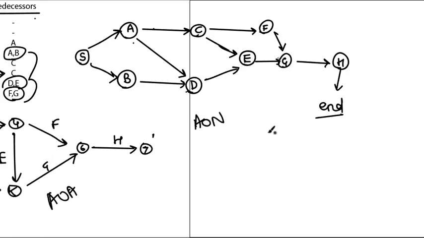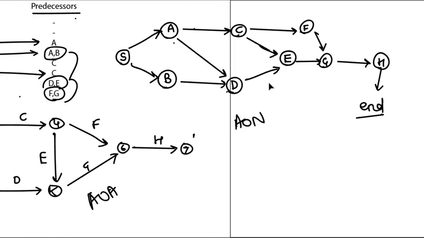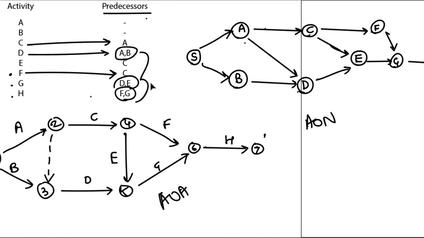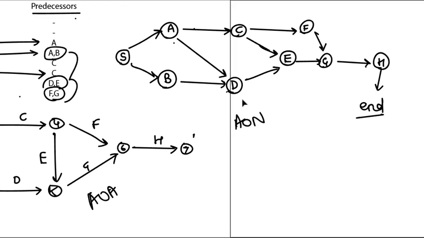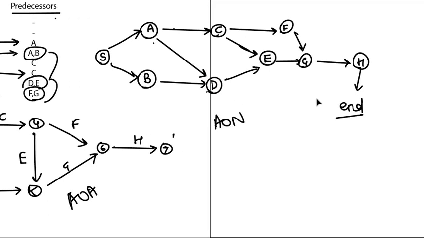For G to start, there should be D and E, and for H to start, F and G both must be completed, right? So F and G both are leading to H, that is the end activity. No, this arrow will not be like this. Yeah, this will be like this. So then this is the end activity.